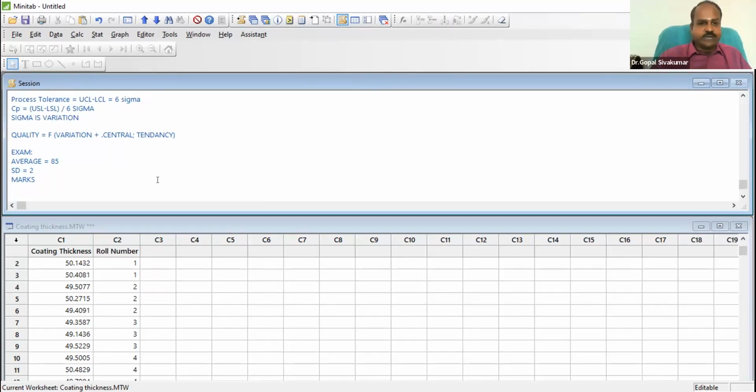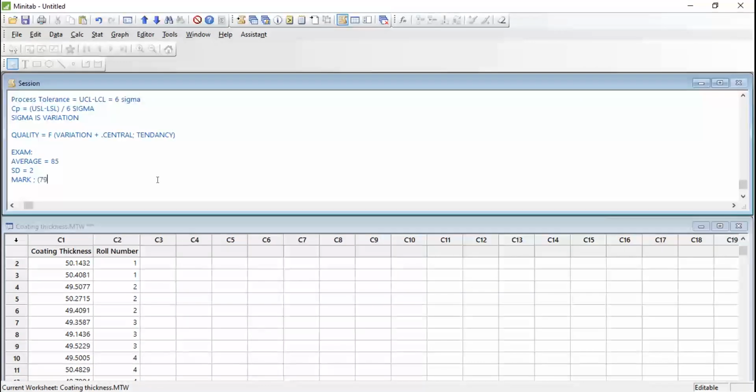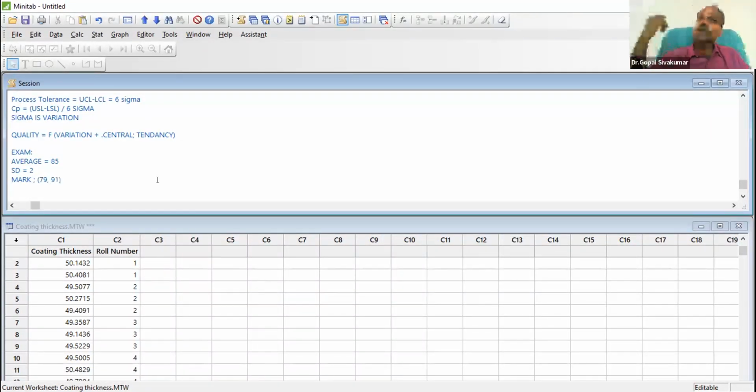What do you understand, all of you? When I say class average is 85, class standard deviation is 2, the marks scored by the students are between 79 and 91. Almost all the students, or to be precise 99.73 percent, would have scored between 79 and 91. Now, are you happy with the level of training, or with the performance of your students? You should be happy, am I right?